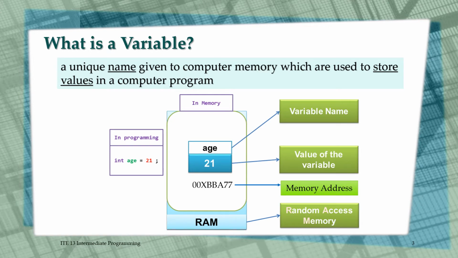From tutorialspoint.com, variables are the unique names you give to computer memory locations, which are used to store values in a computer program. Say, for example, you are declaring a variable with name age of value 21. In memory, upon creating the variable, it looks first for available memory space in RAM, and when found, assigns the name. For this case, it's age, then stores value 21. Variables make it easier to refer to memory addresses, since you do not have to memorize the physical address itself, like 0xBBA77, every time you access.